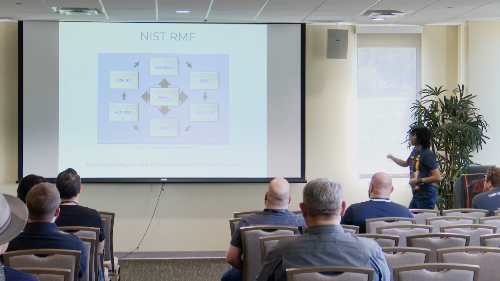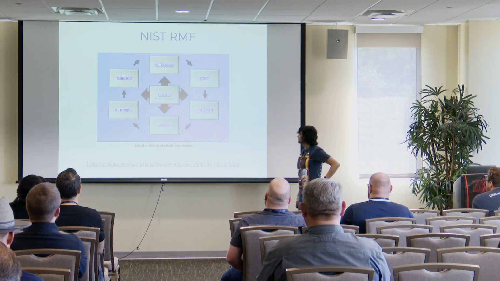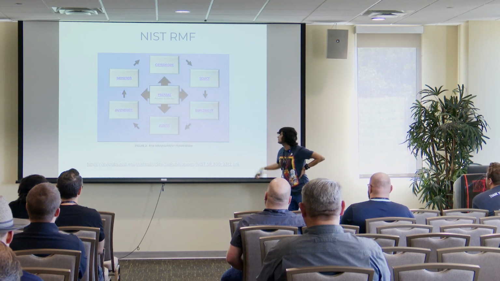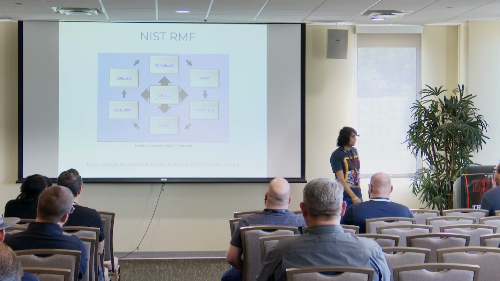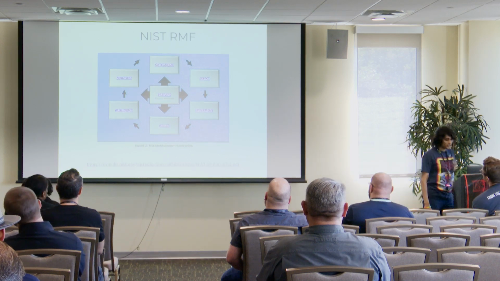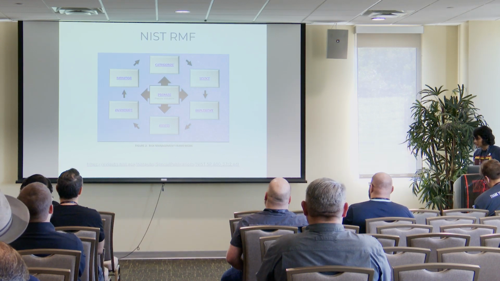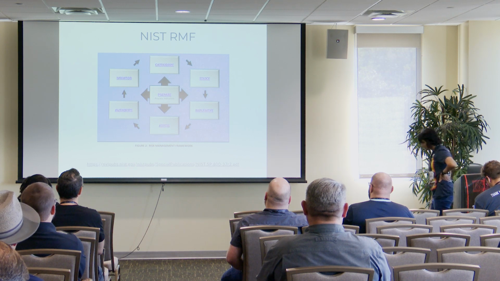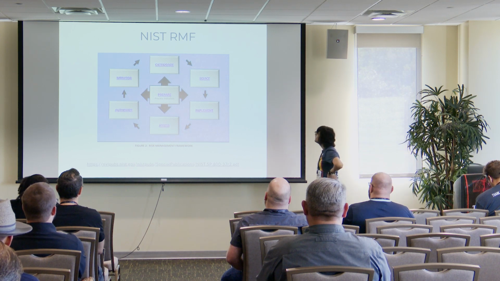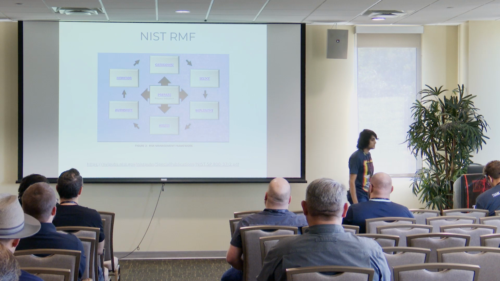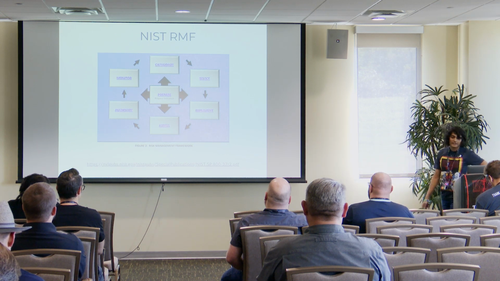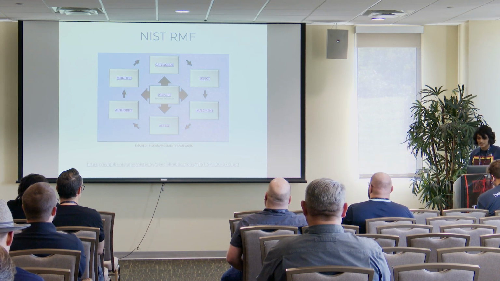So you might be familiar with this little graphic, which is taken from the actual publication. It goes into understanding the NIST information systems infrastructure, the system, from the point of view of risk management with prepare, categorize, select, implement, assess, authorize, and monitor.